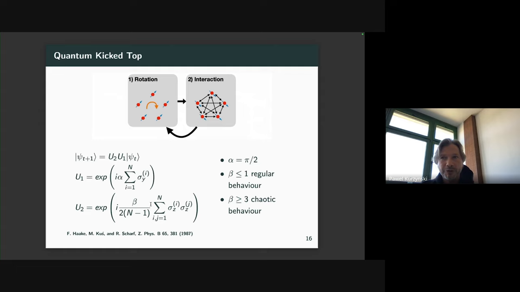This nonlinear rotation is realized in the following way, depending on the z component of your angular momentum, about different angles. So the projection onto the z-axis defines the angle of rotation.